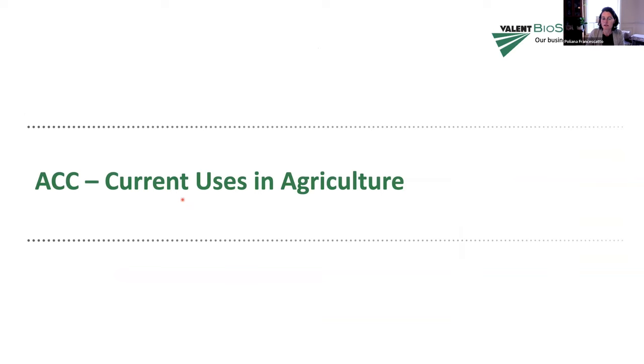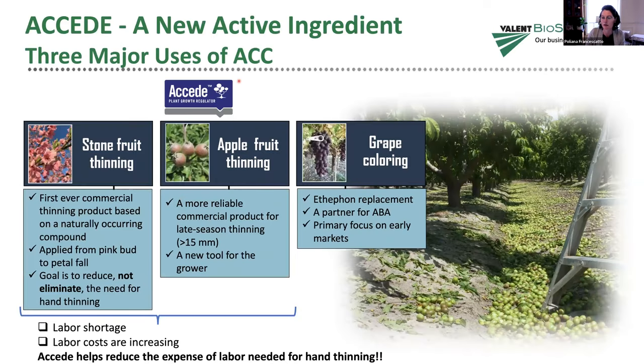What are the current uses in agriculture? I know Anna and Louise are going to be talking about some of the trials they've done, but there are three major uses for Accede that we have on the label. Just to comment on what Terence mentioned about registration, Accede is registered in the US, including New York, but we're not selling product this year. You're going to find product to buy only next year, when you will have full registration of Accede.